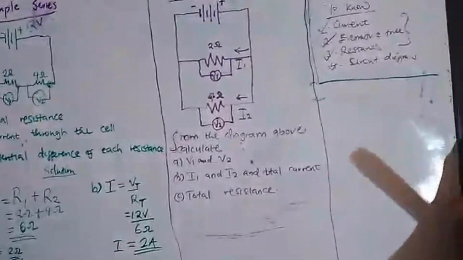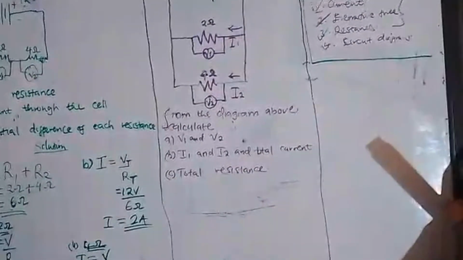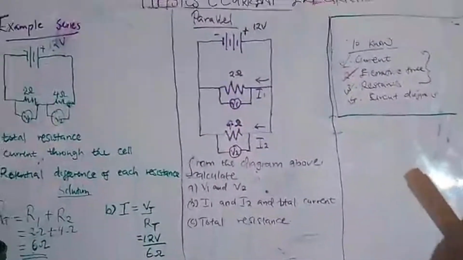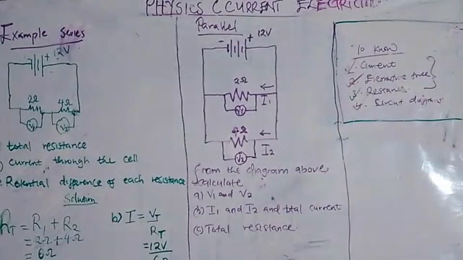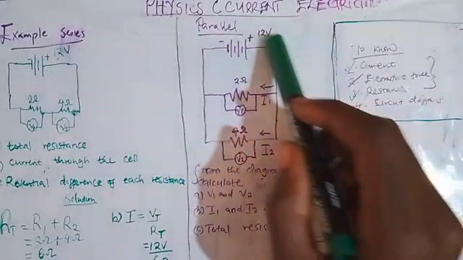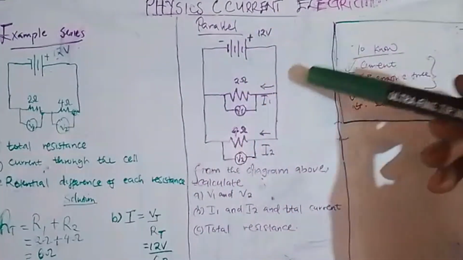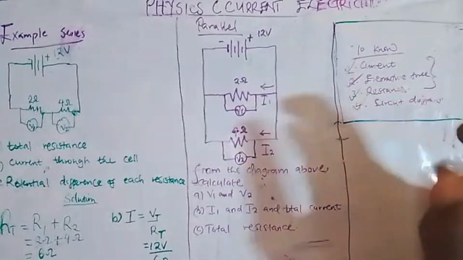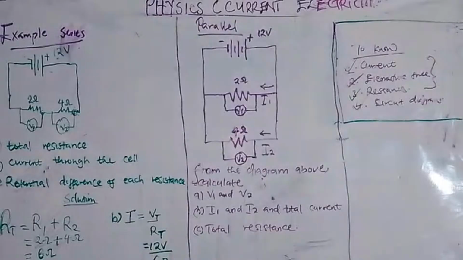So now moving on to parallel. This question is about parallel. We have a diagram with a battery which has 12 volts. We have our first resistor, which has 2 ohms. We have our second resistor, which has 4 ohms.